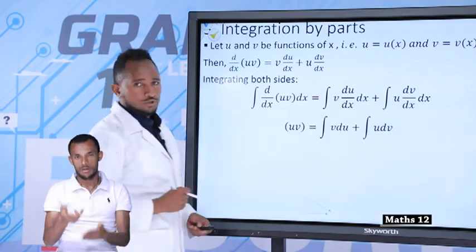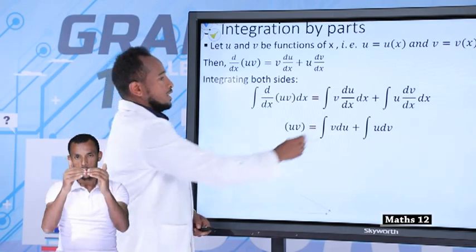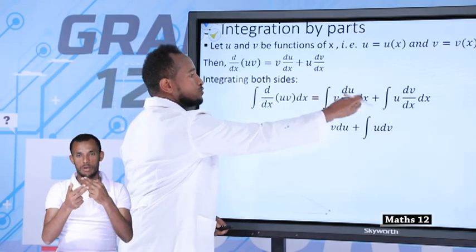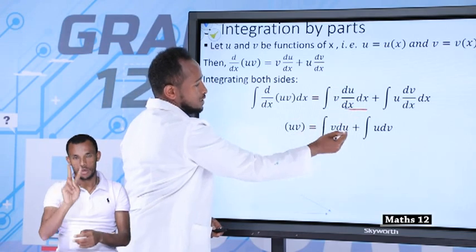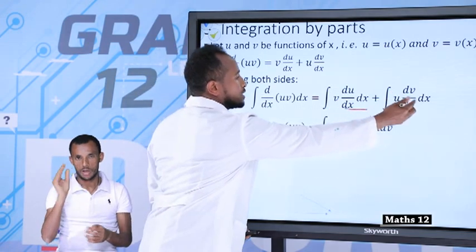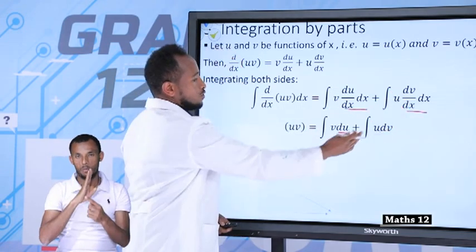So this is equal to v times, assume this to be du, plus u times, assume this expression to be dv. So you'll have this one.